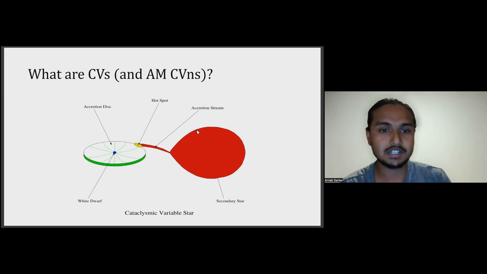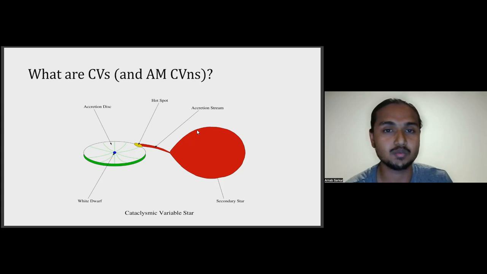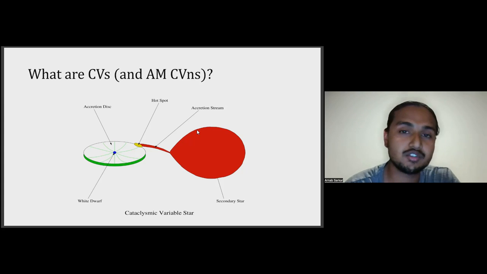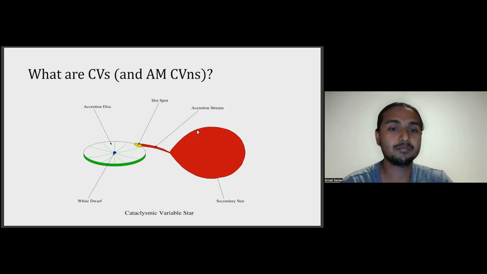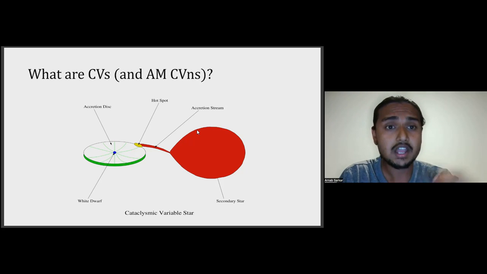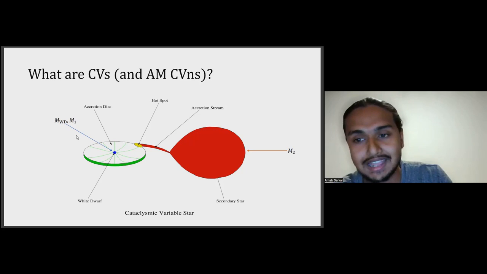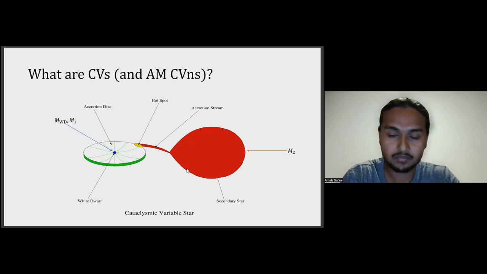Cataclysmic variables are a class of interacting binaries, wherein a low mass secondary star loses mass to a white dwarf in the form of an accretion disk, and AM CVns are a subclass of CVs wherein the donor is usually hydrogen deficient or evolved. So the spectra of these systems usually do not have hydrogen, and they are usually observed with shorter orbital periods of around 60 minutes. From now on, I'll call the primary or the accretor M1 or MWD and the donor M2.